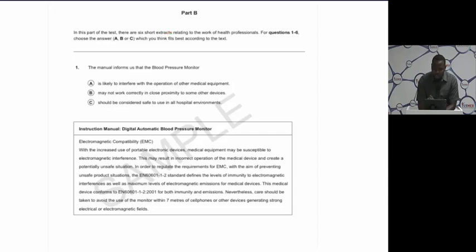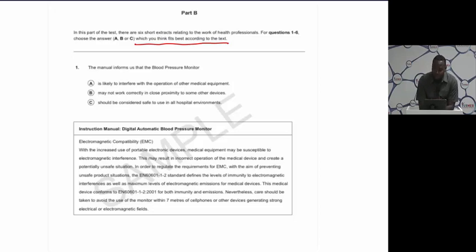Now, for questions 1 to 6, choose the answer A, B, or C, which you think fits best according to the text. Please let's not forget the importance of the sentence: it states that which you think fits best according to the text. Some of the answers given are going to look very close to the answer. They're going to look or sound very convincing, but you have to be very sure exactly what you're looking for.